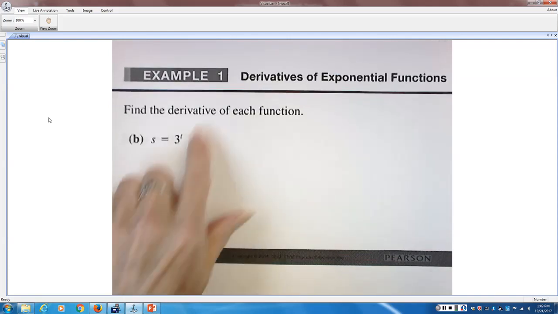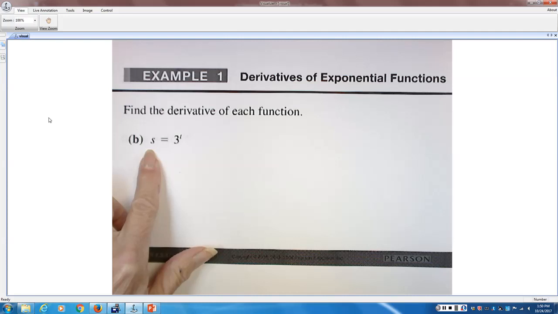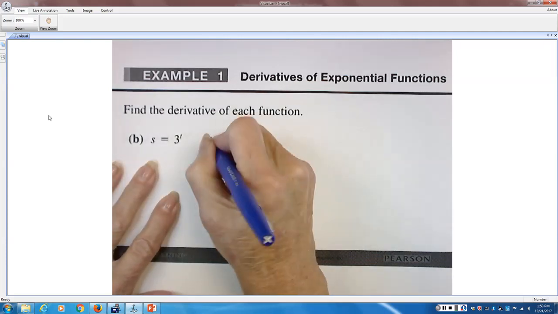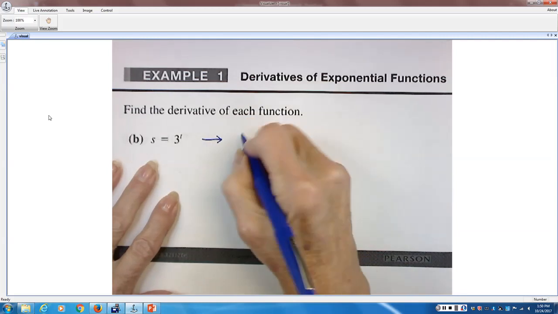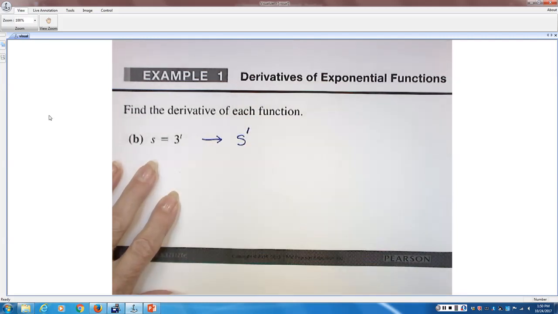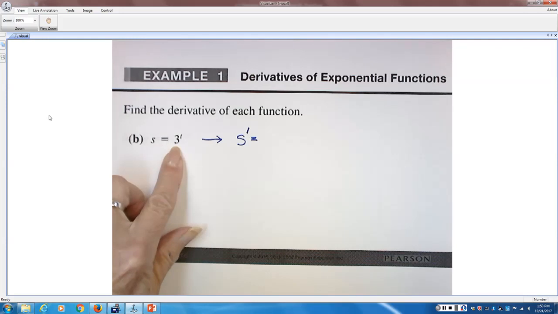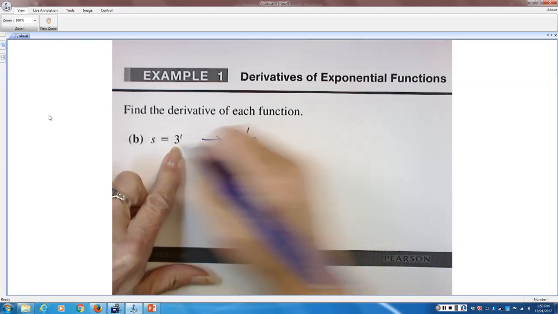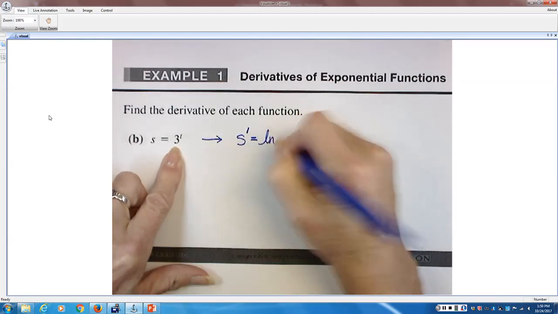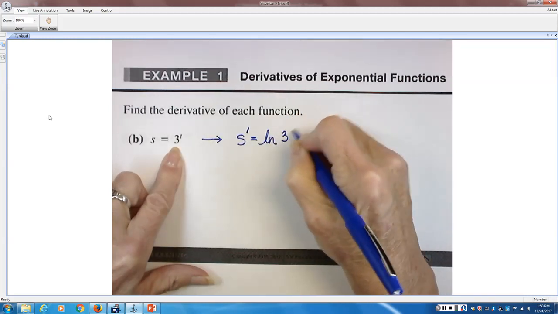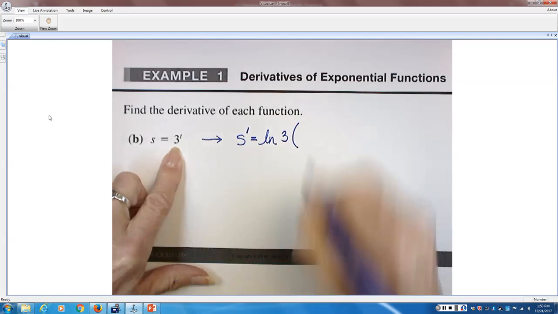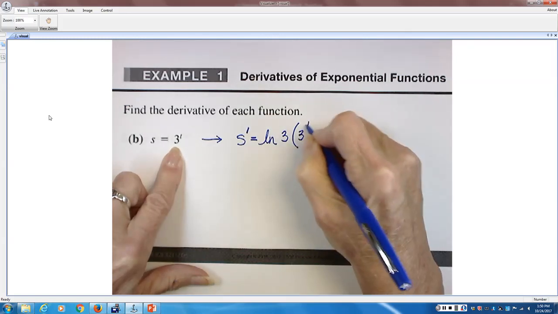This one says find the derivative of s equals 3 raised to the t power. That means s prime is going to be the natural logarithm of 3 because e and 3 are different. So e's the only one that has the natural log of it being 1. So we actually need the natural log of 3 times 3 raised to the t power.